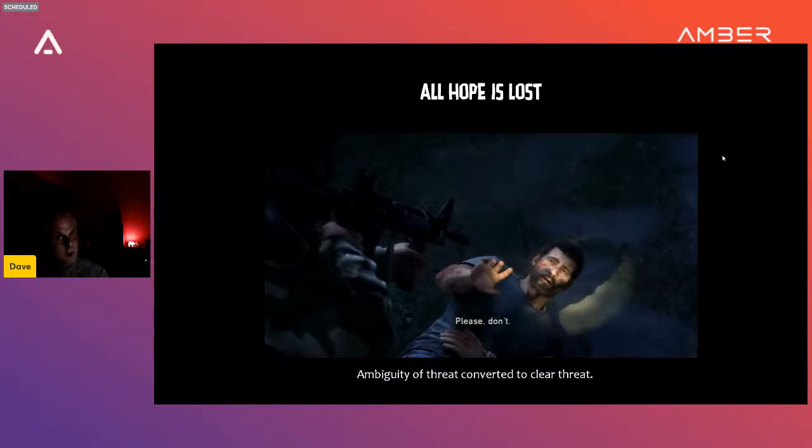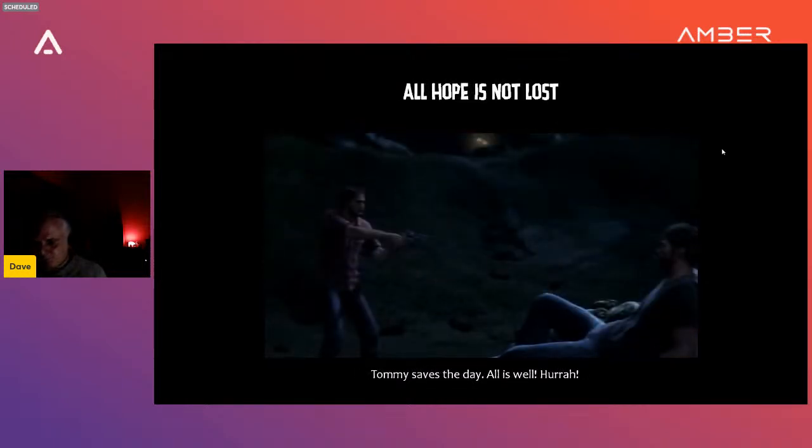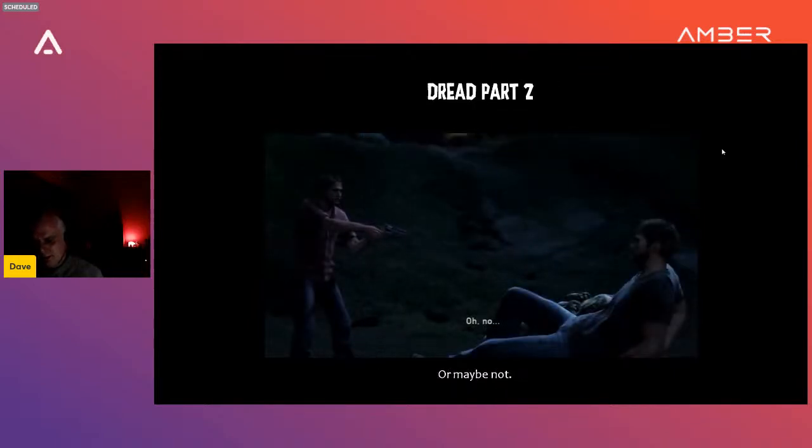Gun. This is the black moment. All hope is lost moment. There is no way out. And this is the reason we got rid of Tommy, so we can bring him back to save the day. Here's Tommy. Hurrah! Hope is not lost. And then straight into, oh no. Pretty much anything with the ellipsis is good for dread. Oh no.